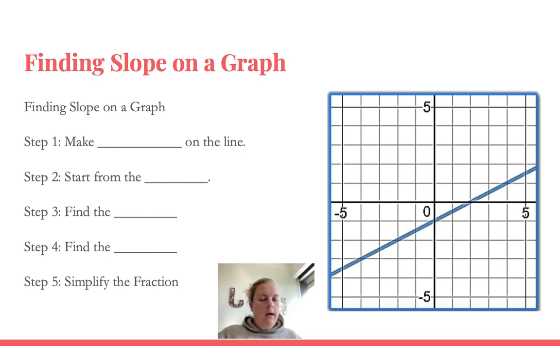Okay, so how do we find slope, or in this case, rate of change, either one on a graph? So first thing we have to do is make points on the line.